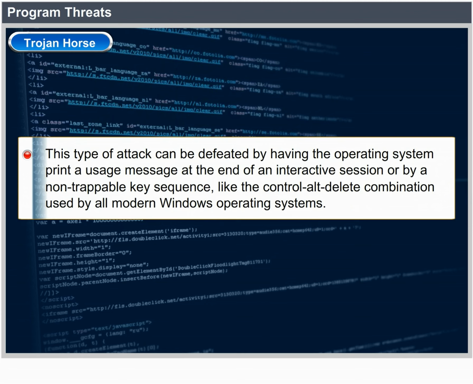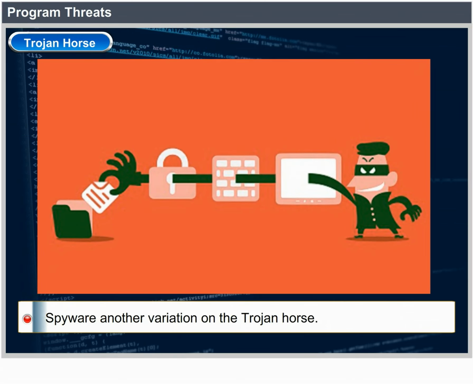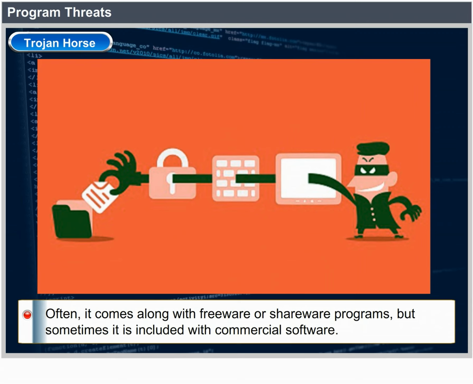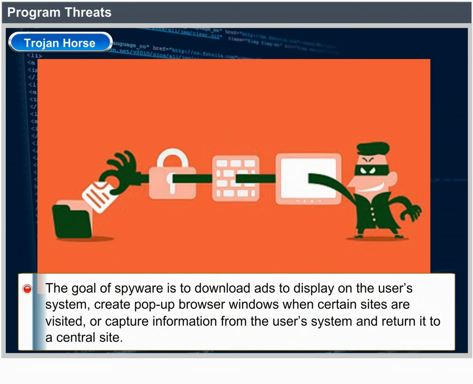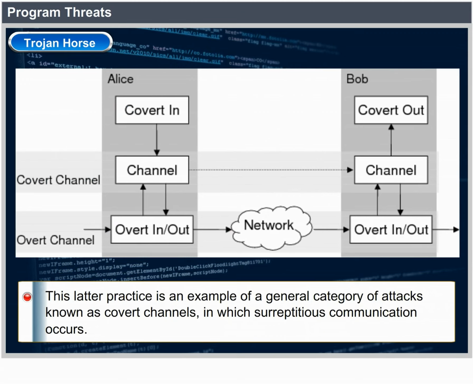Another variation on the Trojan horse is spyware. Spyware sometimes accompanies a program that the user has chosen to install. Most frequently, it comes along with freeware or shareware programs, but sometimes it is included with commercial software. The goal of spyware is to download ads to display on the user's system, create pop-up browser windows when certain sites are visited, or capture information from the user system and return it to a central site. This latter practice is an example of a general category of attacks known as covert channels, in which surreptitious communication occurs.